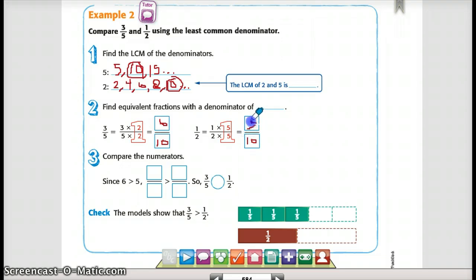So now that we have the same denominator, we can compare them more easily. We can just look at the numerators. So 3/5, which is an equivalent fraction of 6/10, the 6 is greater than 5/10, so 3/5 is then greater than 1/2. And this is what it would look like drawn out.